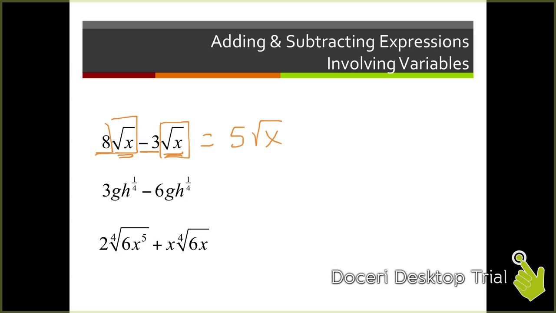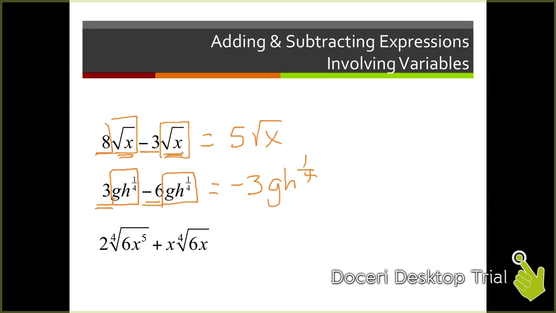Now in the second example, we actually have this whole gh to the 1/4 that is common, and so that whole thing is going to be the common factor that makes it a like term. And so all we need to do is take the 3 minus the 6 and get -3, and then gh to the 1/4 stays that common piece.